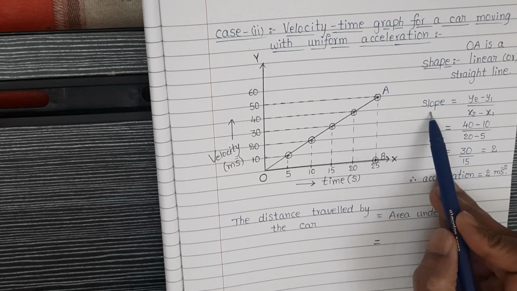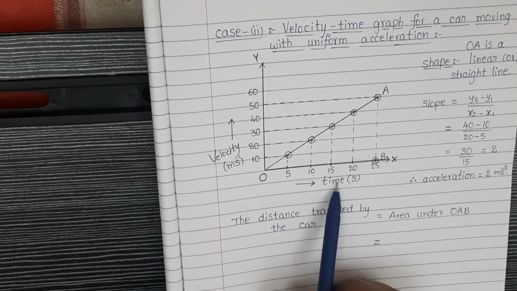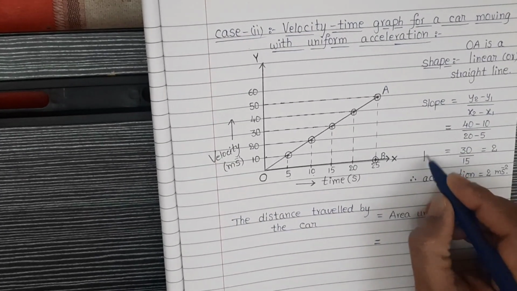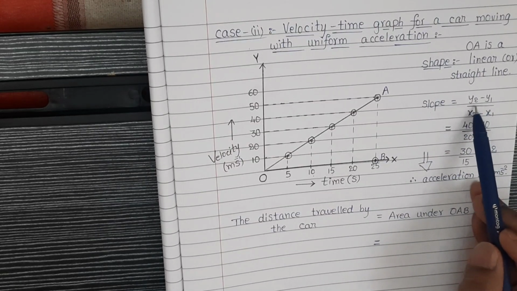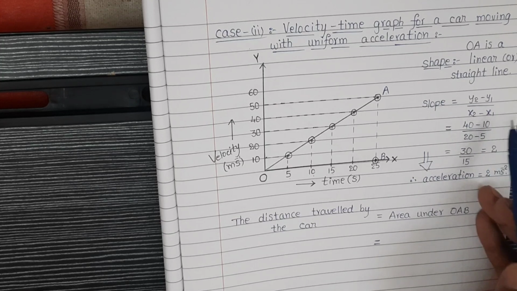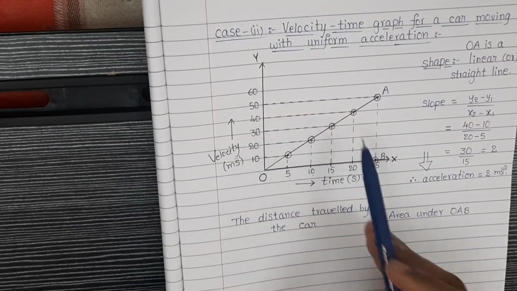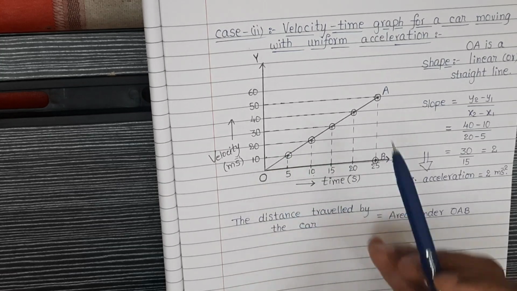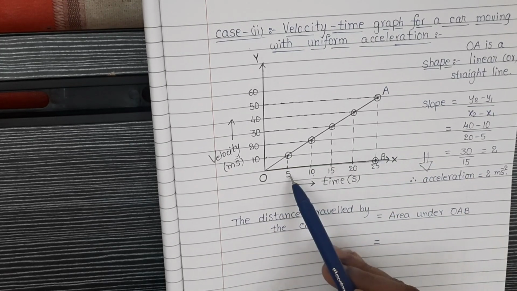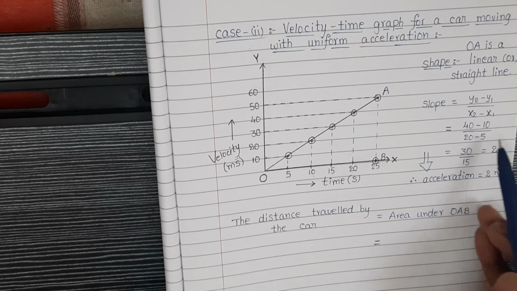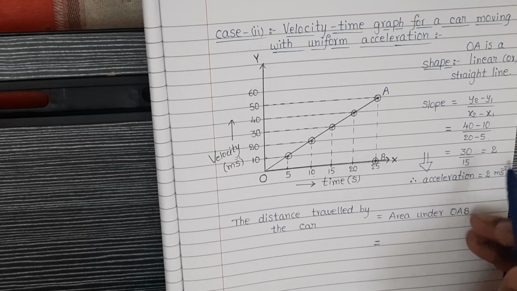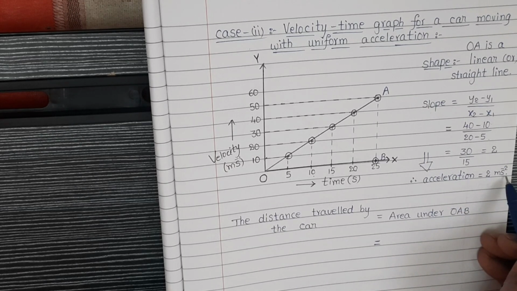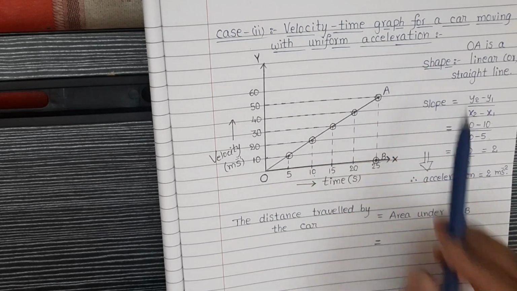Coming to the slope, we are already aware that the velocity versus time graph gives us acceleration, as has been given here. Acceleration is equal to change in y coordinates by change in x coordinates. We have taken here 40 and 10 as y2 and y1. Similarly, 20 and 5 as x2 and x1 coordinates respectively. If you substitute and simplify, we are going to get 40 minus 10 by 20 minus 5, which is 30 by 15, 2 meter per second square. This is how we can calculate the acceleration of the car.